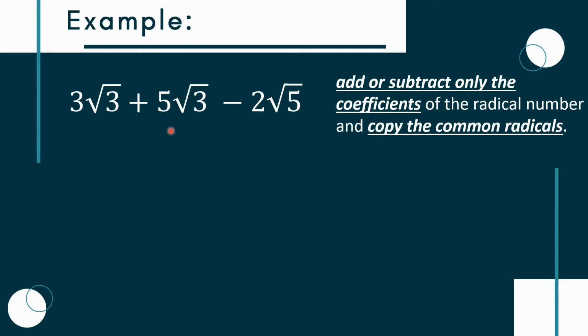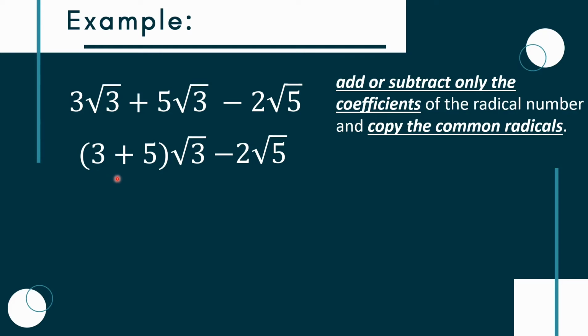So, therefore, let us perform the operation on the numerical coefficients. 3 plus 5 we have, and then copy the common radical, which is square root of 3. Then, how about this one? Okay, we just need to bring it down. So, copy negative 2 square root of 5.